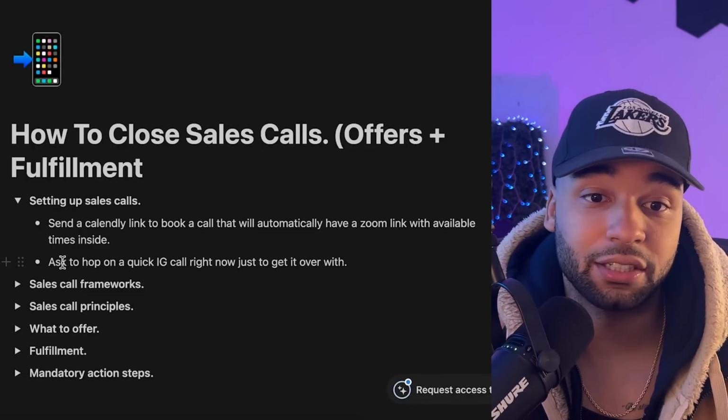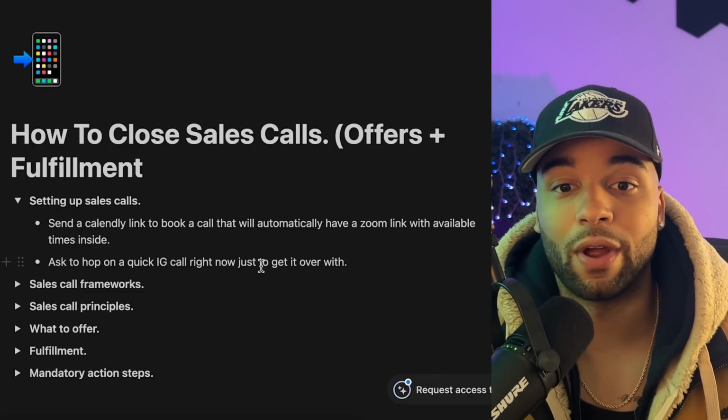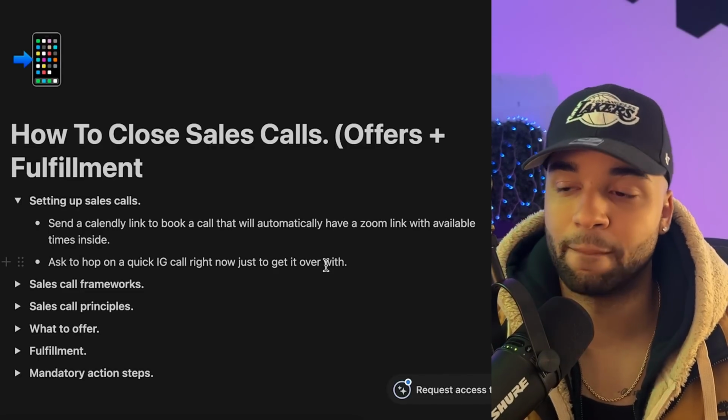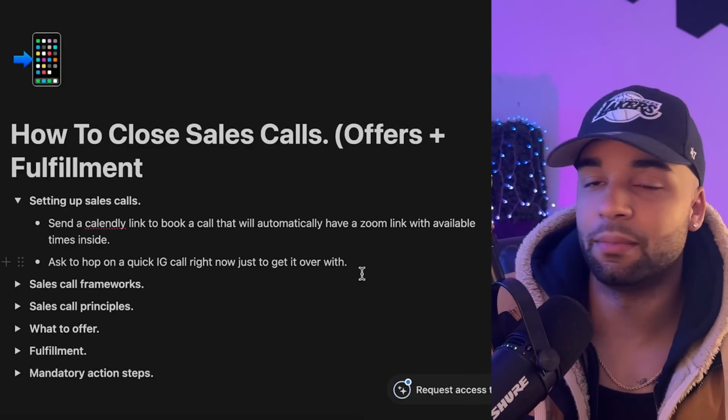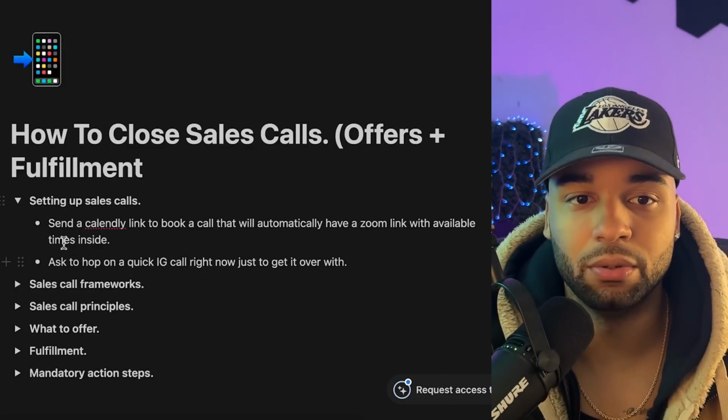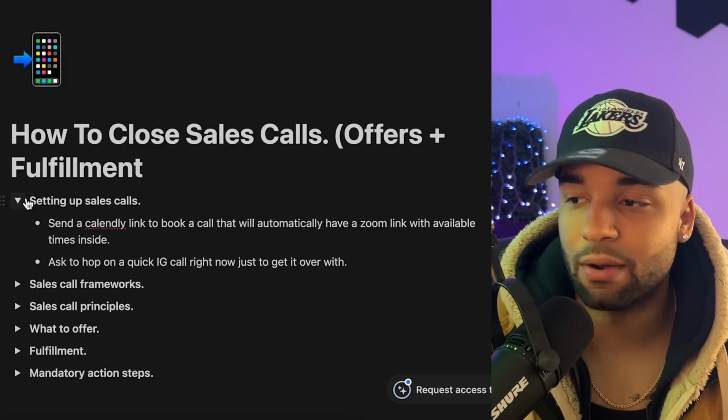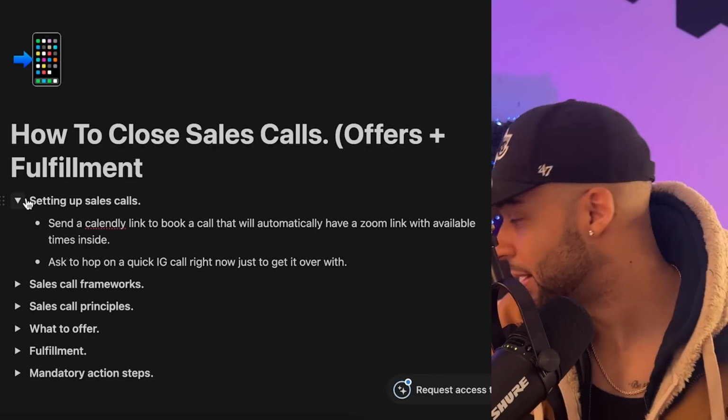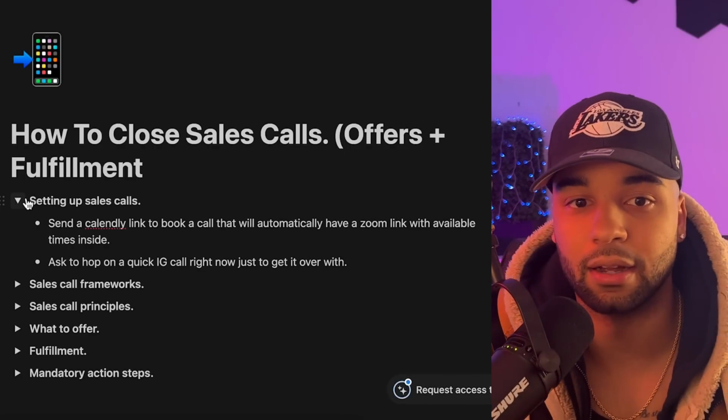Also, you can just ask to hop on a quick Instagram call right now to get it over with. You can say these words exactly: you want to hop on a quick Instagram call right now to just get it over with, or would you like to schedule a call for another time? This is really simple, impromptu and very chill. When you just get right on a sales call from Instagram like that, it's not difficult to do. But what about some frameworks?